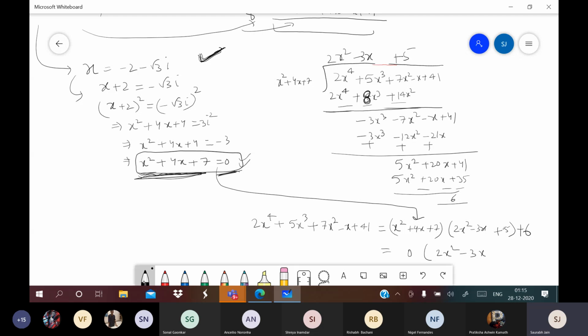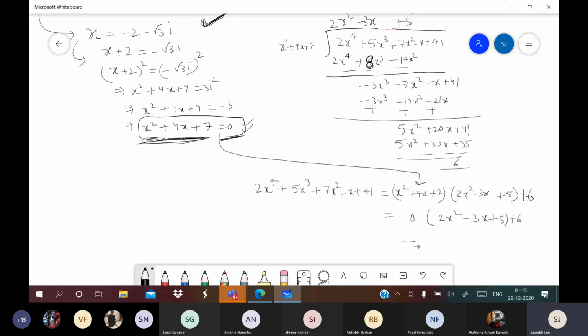So the point is, what is the answer now? Answer is 6. Why? Because this expression, which is actually the divisor, its value is ultimately 0. So 0 into something, whatever be this expression is 0. So ultimately what is remaining? 6. So value of this expression is equal to 6. Okay. We do not directly put the value.